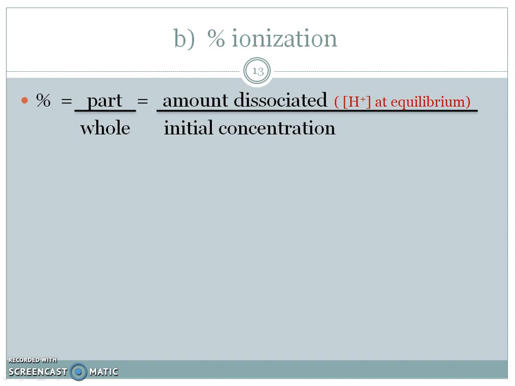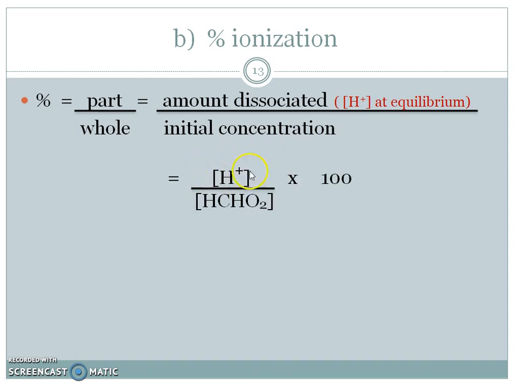Well, again, just like before, percent always, always, always means part to a whole. Well, what part are we dealing with? We're dealing with the amount that dissociated. In other words, that H+ concentration at equilibrium is going to be the part that dissociated. The whole amount would be the initial concentration of our weak acid they gave us.